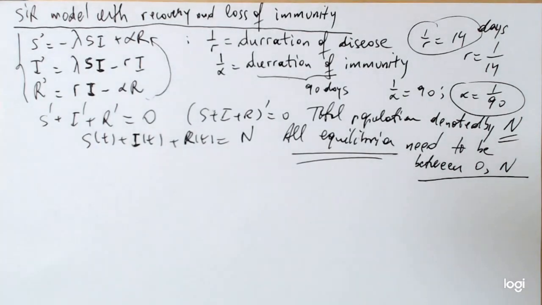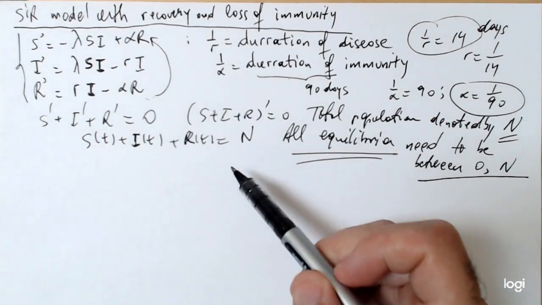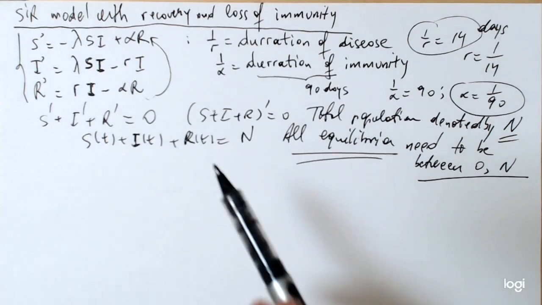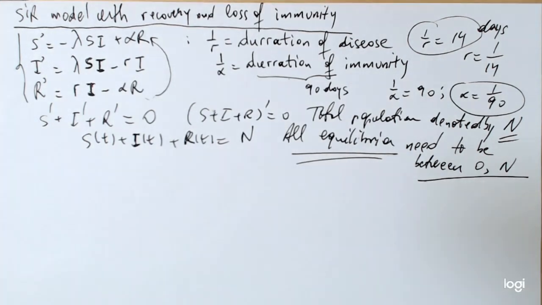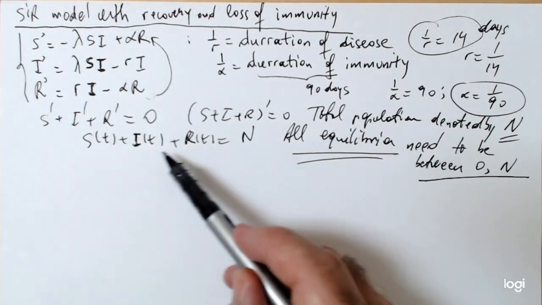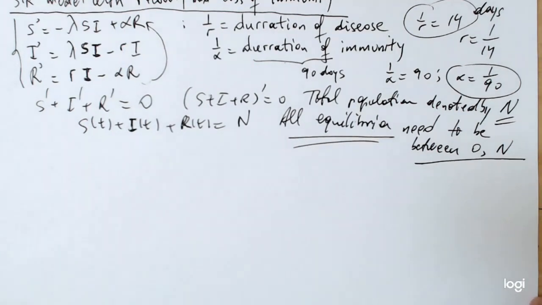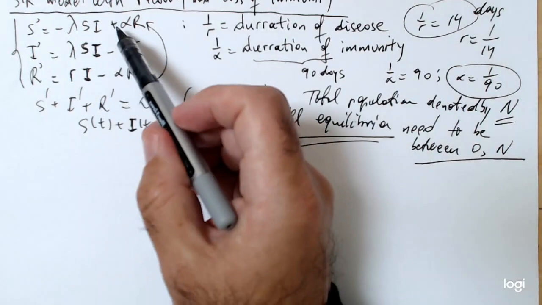Because you are under the assumption that you start with N individuals, the sum of S naught, I naught, R naught is equal to N, so it should remain constant, which means any feasible value for the equilibrium point should be positive, of course, because these are population values, but it should also be less than N to fit this constraint that the sum is equal to N. And then based on that, we can reduce the system to a 2x2.